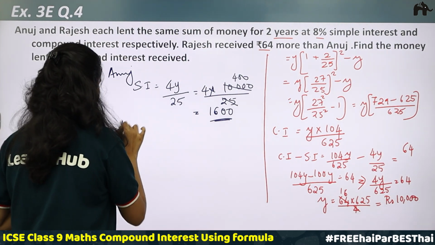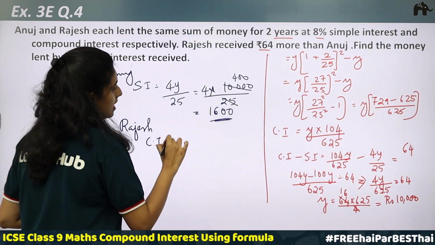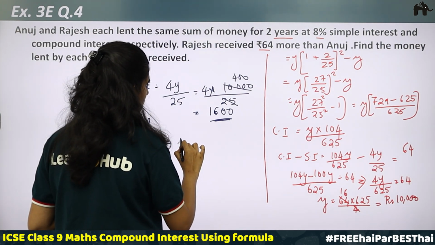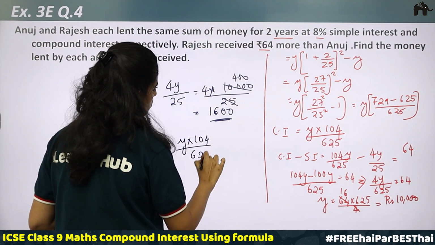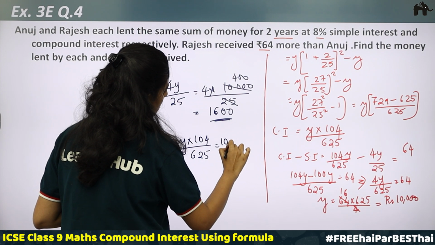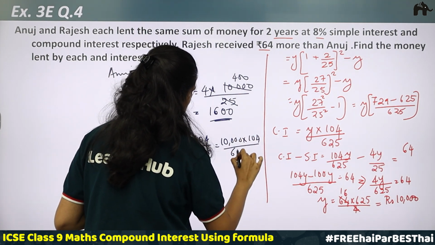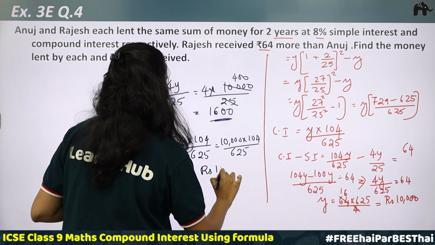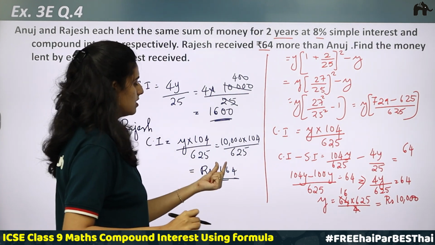Now in case of Rajesh, it is compound interest, and we got the compound interest is equal to y into 104 divided by 625, that is 10,000 into 104 divided by 625. When you calculate, you will be getting rupees 1664. Okay. Now you can see the difference is 64.